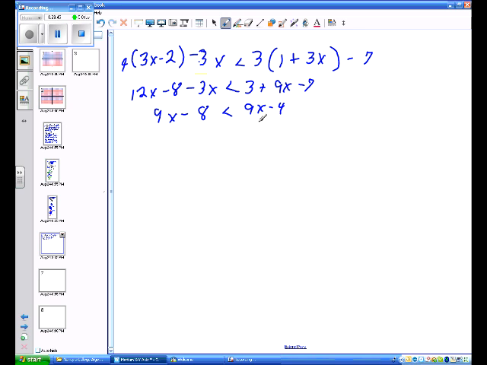3 minus 7 gives negative 4. Getting our variables on the same side, we'll subtract 9x from both sides. It drops out here, we're left with negative 8. It drops out here also, and we're left with negative 4, and the sign between them was less than. So then we ask ourselves, is that a true statement? Is negative 8 less than negative 4? It is. So this means that all reals are our answer. This is what we would call an identity. All reals.